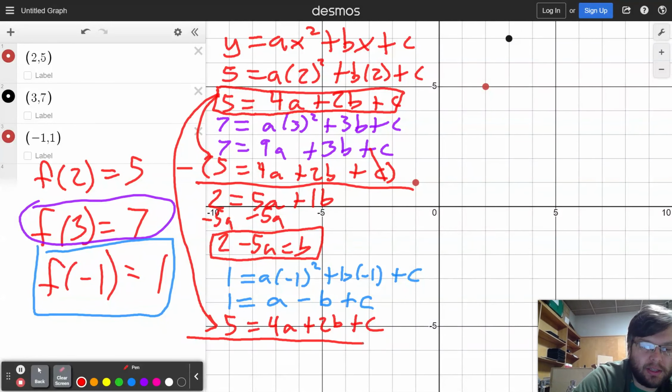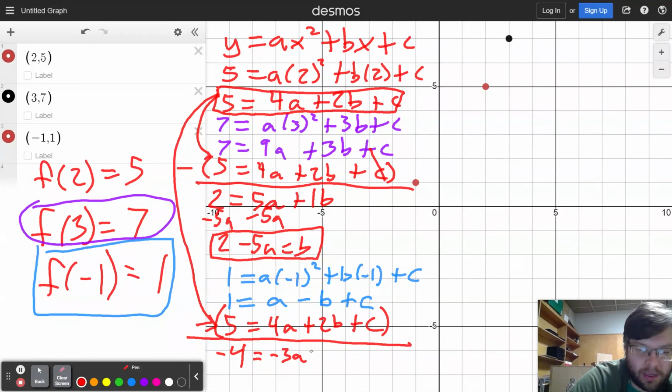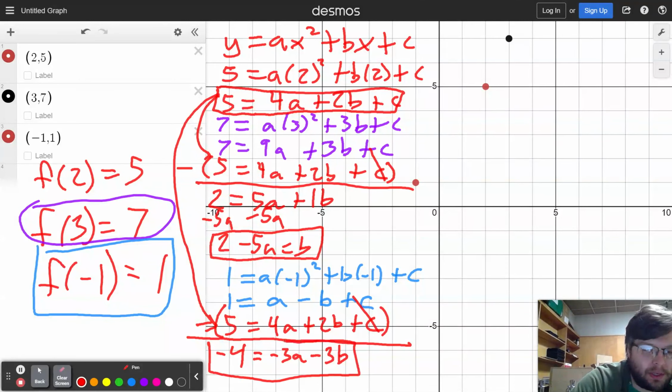I'm going to subtract those just like we did before. 1 minus 5, a minus 4a, negative b minus 2b, c minus c is gone just like before. It's easy to get lost in this process, but we're just trying to combine all 3 equations together, come up with some sort of substitution like we have right here, and then drop that in for the letter b.